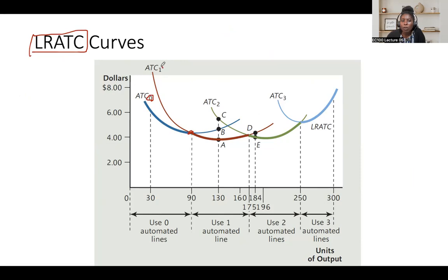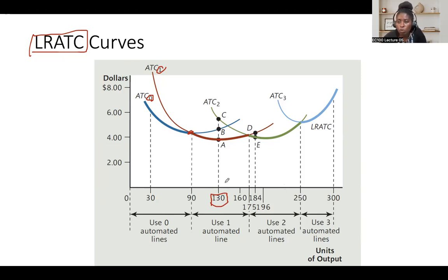Then if you add 1 automated line, so in the short run, you have no choice. You can produce here, here, here, here, here, here, or here, anywhere. But in the long run, you choose. So if the option, you will obviously go for the lowest, okay? So let me come here. Let's say you are a business owner for car wash. You want a target. You want to have 130 cars washed every day, 130.